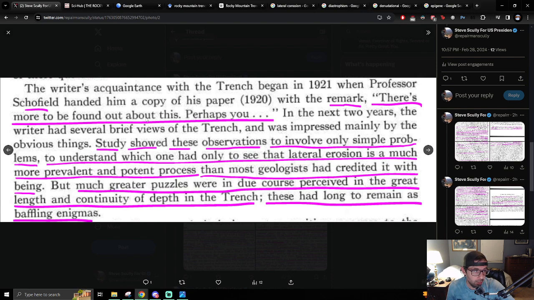There's more to be found out about this. Perhaps you... I guess this author was acquainted with Schofield, who they referenced before, who gave them a copy of this paper with the remark, there's more to be found out about this. Perhaps you... Studies showed these observations to involve only simple problems to understand which one had only to see that lateral erosion is a much more prevalent and potent process than most geologists had credited it with being.